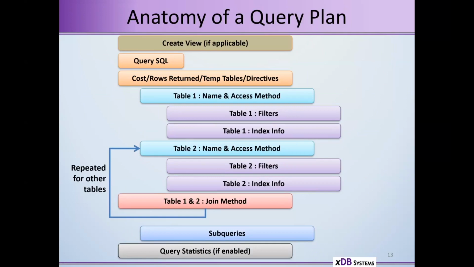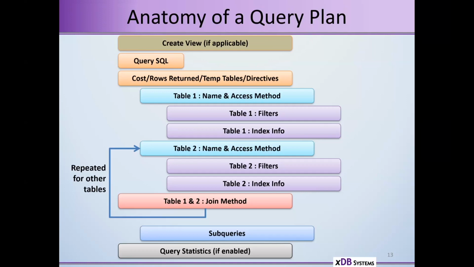Then you'll see the query that's being run, your SQL, followed by a few status lines showing the estimated cost, the estimated rows returned, whether temporary tables are being used, and any directives. That's useful to know if your optimizer directive is actually being used. It may say it's set, but it's being ignored, and it'll tell you why. Then the first table that is accessed will be shown, with the name of the table or its alias and how the table is being accessed, usually a sequential scan or using an index.